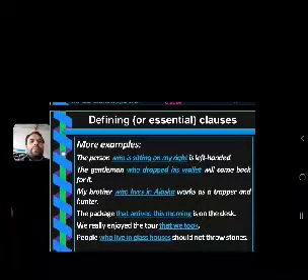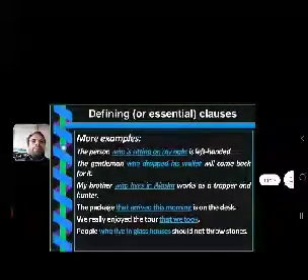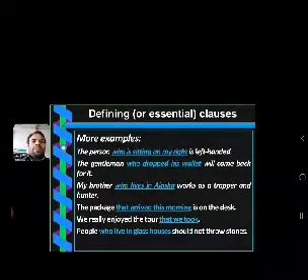More examples have been given here. The person who is sitting on my right is left-handed. The gentleman who dropped his wallet will come back for it. My brother who lives in Alaska works as a trapper and hunter.